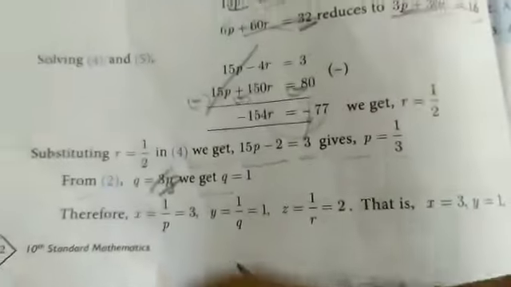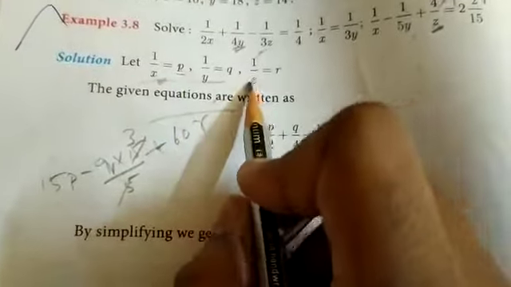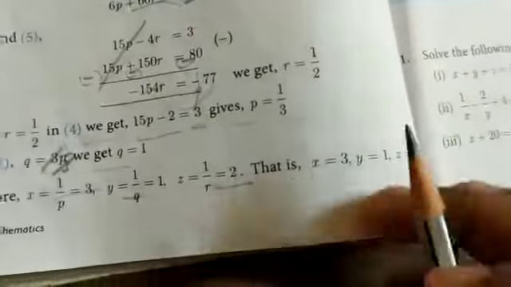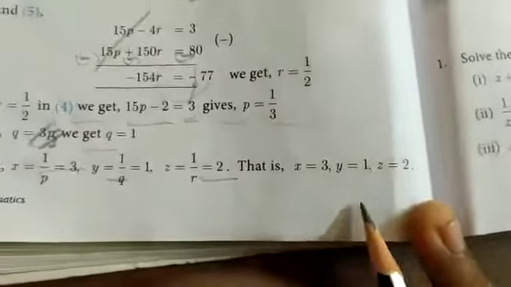That's all. First we have done here, no? 1 by x equal to p, 1 by y equal to q and 1 by z equal to r. Now we are just substituting the values. That is x equal to 3, y equal to 1 and z equal to 2. Very easy calculation.